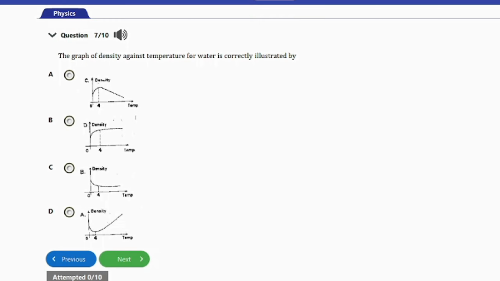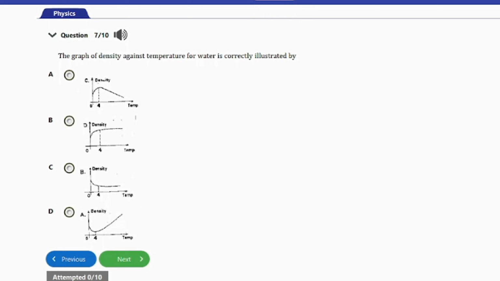So this illustrates the anomalous behavior of water, where the density rises as the temperature is rising and then starts coming down as the temperature passes 4 degrees Celsius. So you see that in option A. So option A is obviously the answer to this question. And that's it for this question.